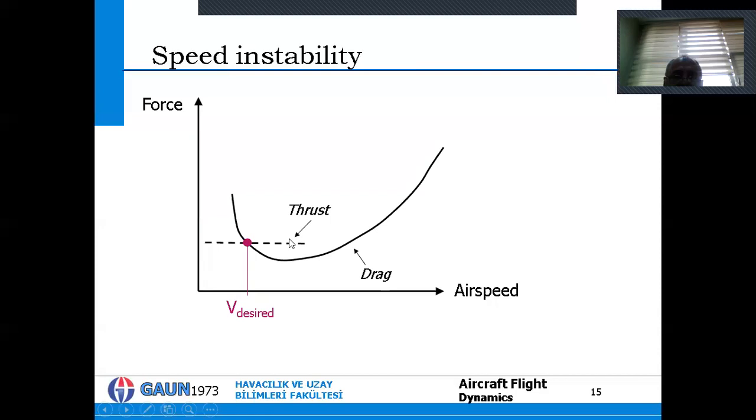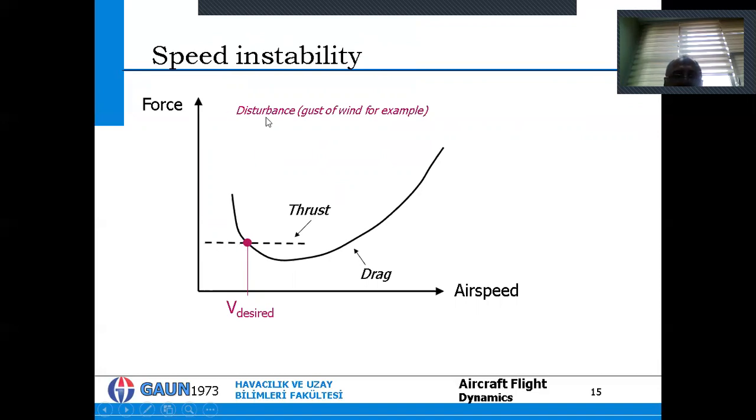Okay. Here I need to move to speed instability. What is speed instability? Okay, so let us look at this curve, which represents the force and airspeed, and this one, drag. So let us first of all take an arbitrary point on this side. And to fly at this point, the pilot needs to adjust his engine to produce this amount of thrust.